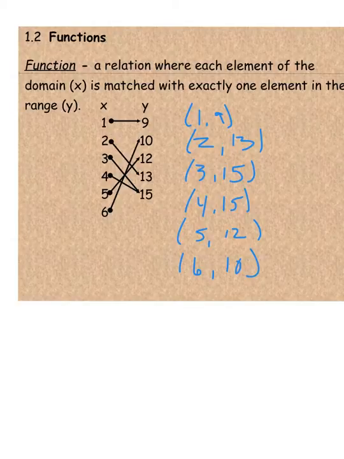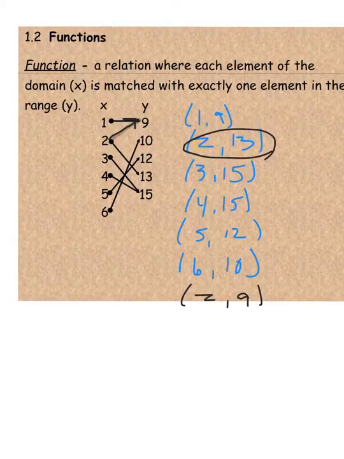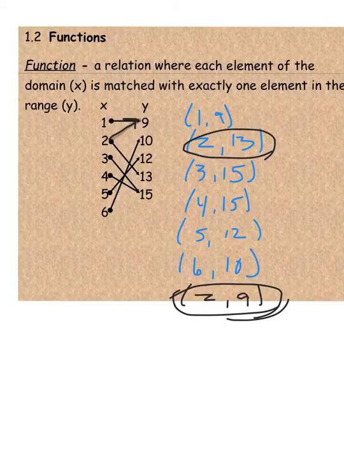If I added another ordered pair in this relation, and I matched the number 2 with 9, this would cause another ordered pair of 2, 9, and this would cause this relation to not be a function, because you would have 2 matched with 13 and you would have 2 matched with the number 9.